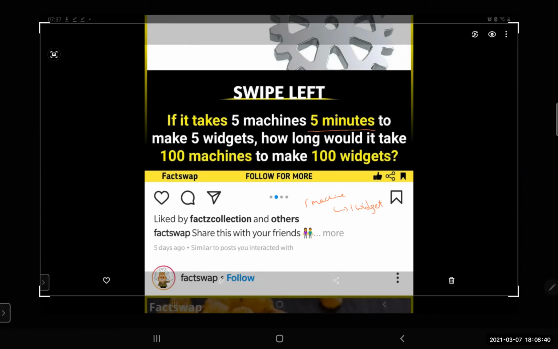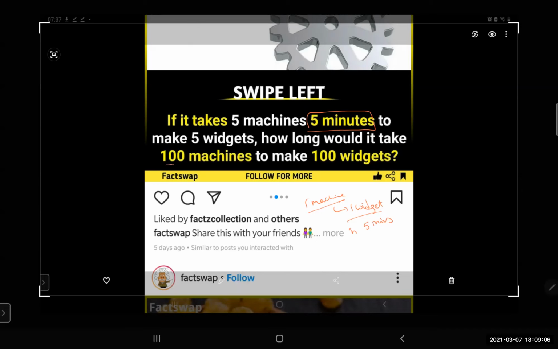Is it 1 minute or 5 minutes? Think again. 5 minutes, right? 5 machines have started in parallel, and each machine is taking 5 minutes to produce 1 widget. So one machine produces 1 widget in 5 minutes.